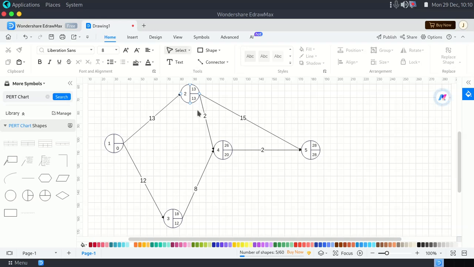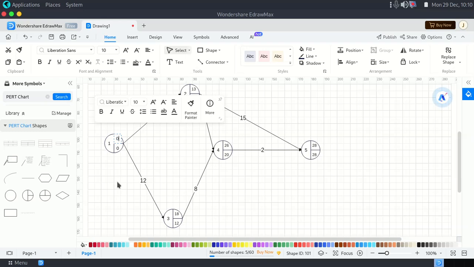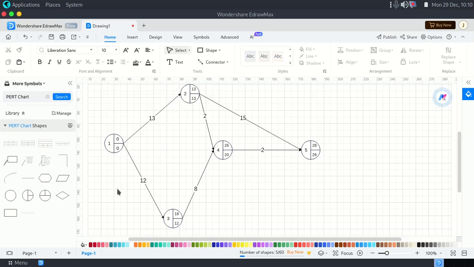Then let's try to say 18 minus 12. The answer is 6. But what about 13 minus 13? The answer is 0. Meaning our backward pass, we get the minimum value. So we are done calculating this.